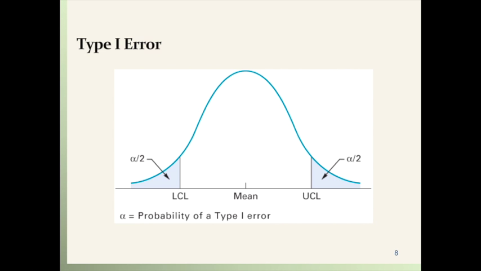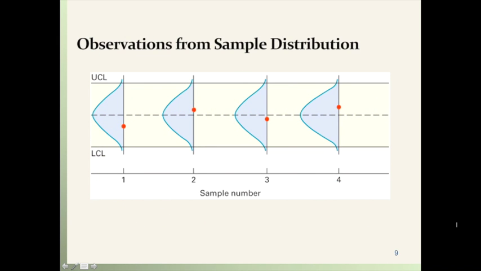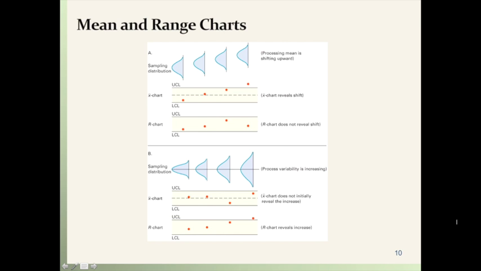So you can also look at this as the type 1 error is that little space out here on each side. So you have observations from the sample distribution, and they're going along, and so you have a normal distribution here. And now there's a couple of things that can happen.